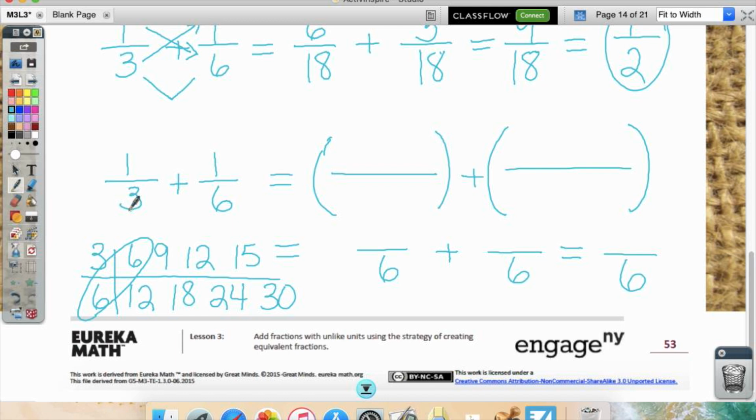Okay, so now I take 1/3. Everybody look at the board. I'm going to put 1/3 here, and I'm going to put 1/6 here. And it's the same thing. We're making equivalent fractions. So we're going to multiply. Go ahead and write it.